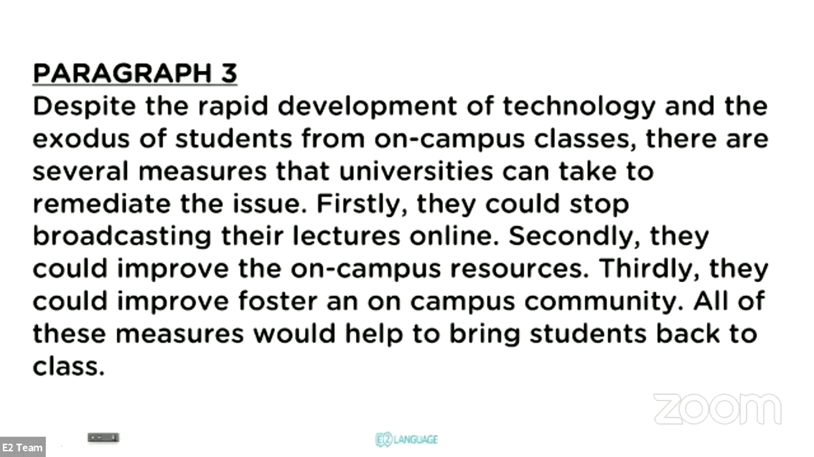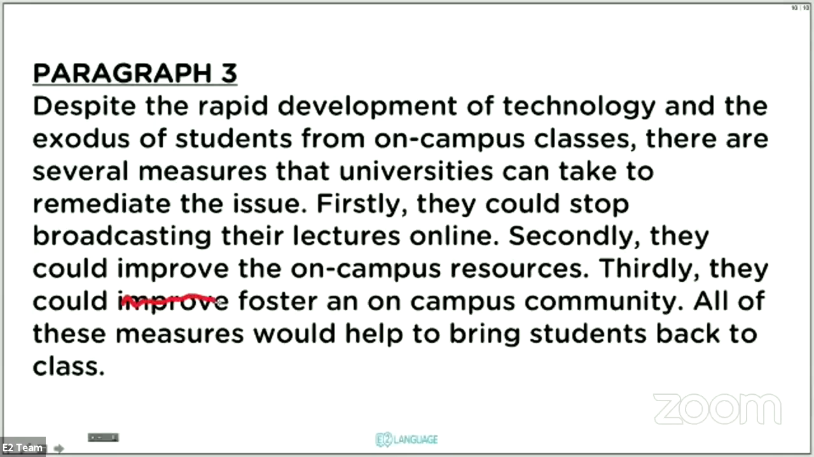Despite the rapid development of technology and the exodus of students from on-campus classes, there are several measures or solutions that universities can take to remediate the issue. Firstly, they could stop broadcasting their lectures online. Secondly, they could improve the on-campus resources. Thirdly, they could, that's a mistake. They could foster an on-campus community. Closing sentence. All of these measures would help to bring students back to class.